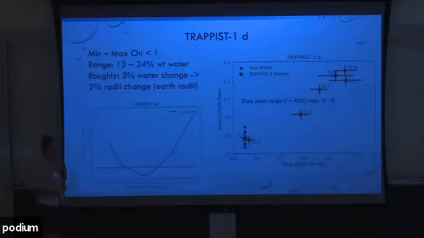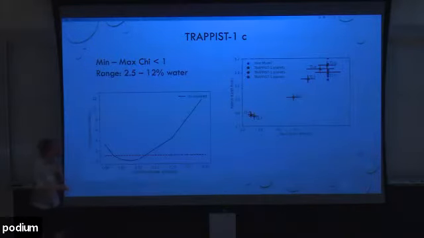He did TRAPPIST-1C. But you can see as well, this is the range of parameter space. So changing the water content changes the radii fit by quite a bit. So it's very easy to fit radius just by changing just the water content, which is a takeaway from this assignment. Again, the under chi-squared of 1 is between about 2.5 and 12% water.